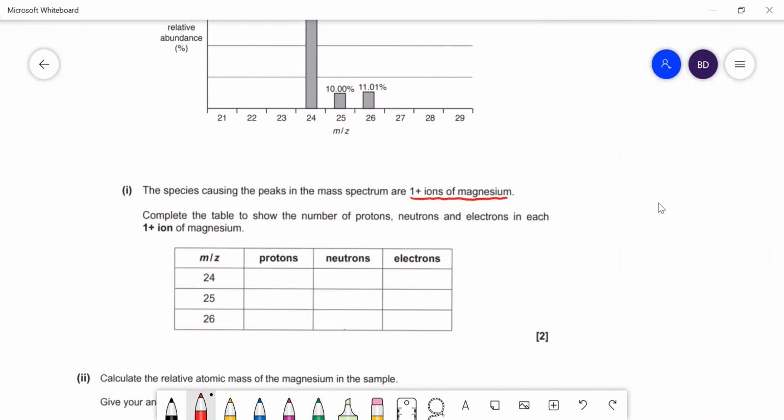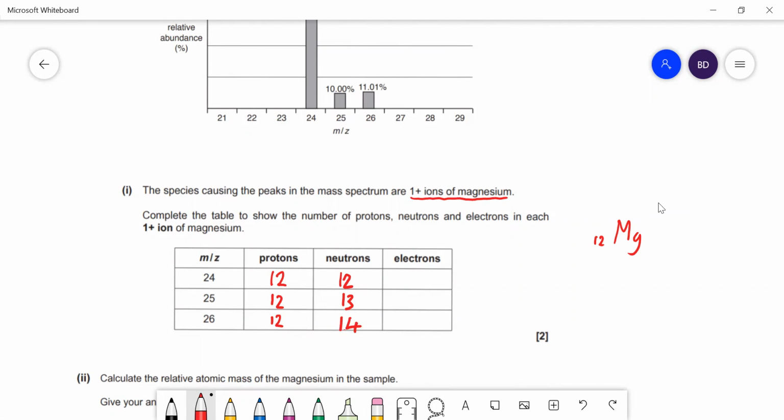Okay, so magnesium, we need to know from our periodic table, is atomic number 12. So that means it's got 12 protons. So all of the isotopes have 12 protons, of course. The mass is equal to protons plus neutrons, so neutrons is the mass minus the number of protons. So 24 minus 12 is 12. 25 minus 12 here is 13, and then 14 neutrons there.